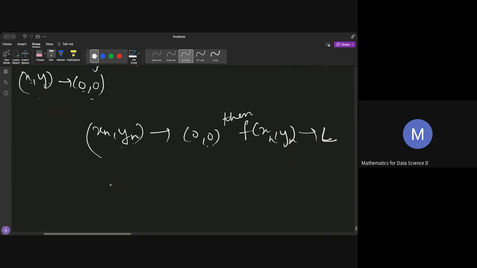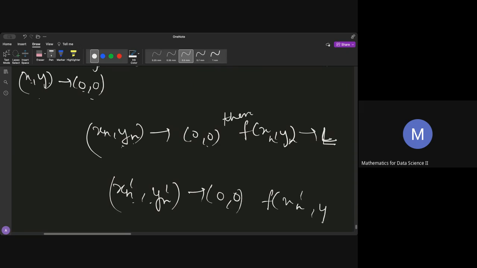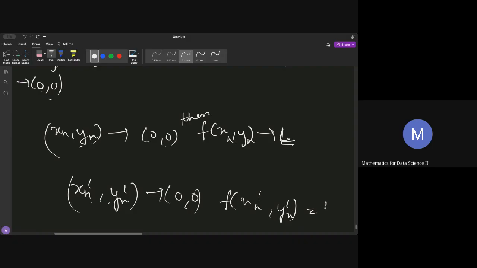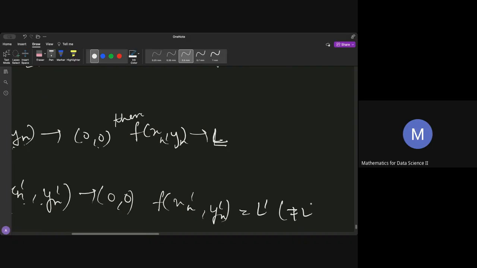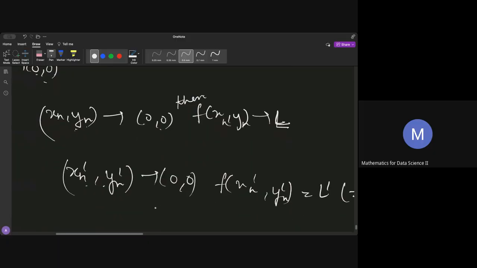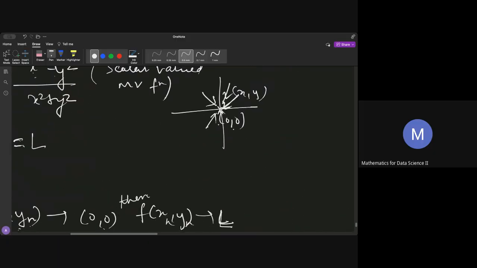So let's say I have (xn, yn) going to (0,0), and my f(xn, yn) goes to L, and I have another sequence (xn', yn') in R², which is also going to (0,0). And then if I see that f(xn', yn') is going to, let's say, L', which is not equal to L, what does this mean? It means that if I approach along one path, the limit is something, but if I approach this point from some other direction, my limit comes out totally different. That means the limit does not exist.